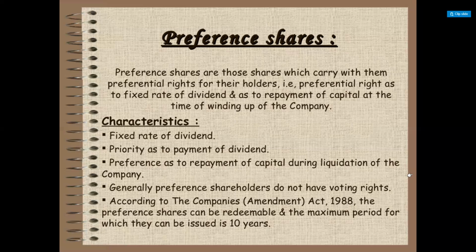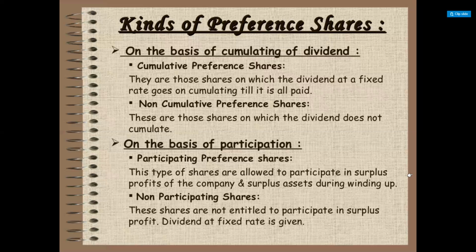So, according to the Companies Amendment Act of 1988, the preference shares can be redeemable and the maximum period for which they can be issued is 10 years. Hope you have understood the meaning of preference shares. Let's move on to the third and the most important concept: kinds of preference shares.